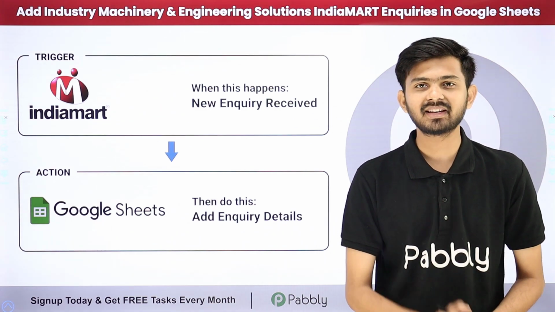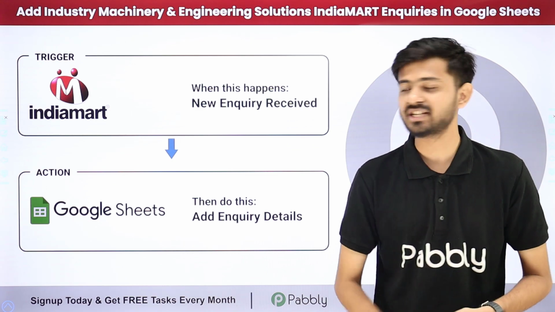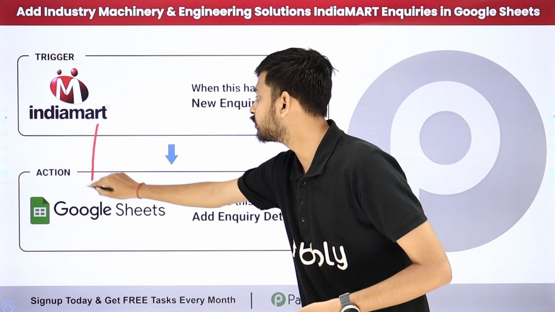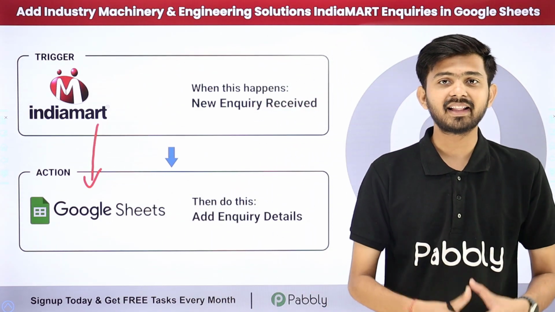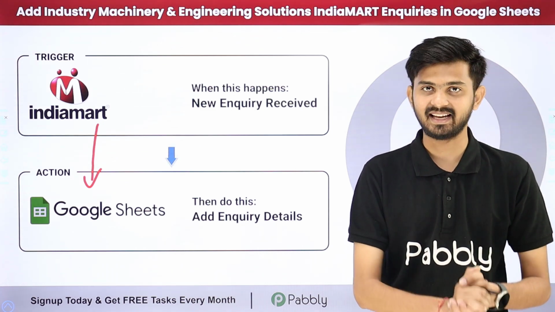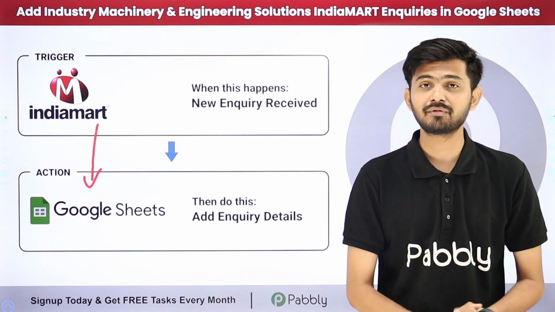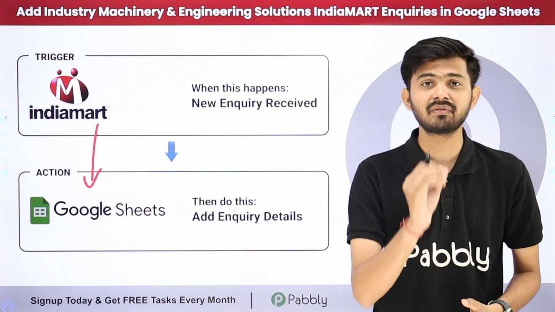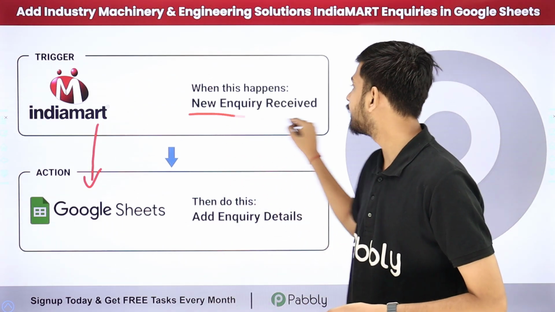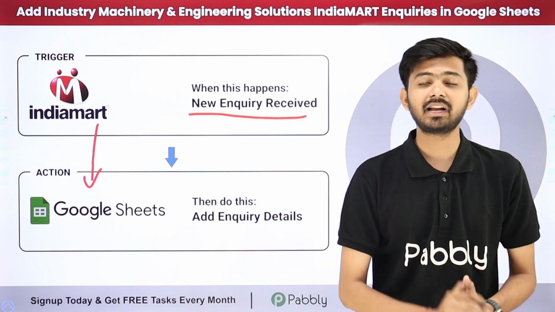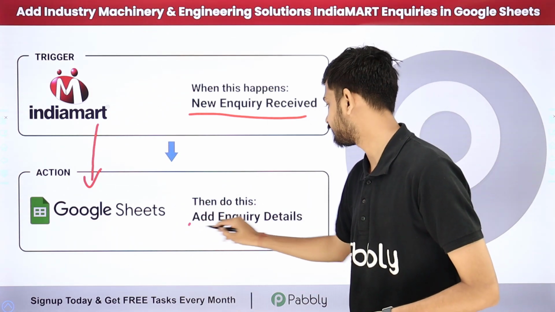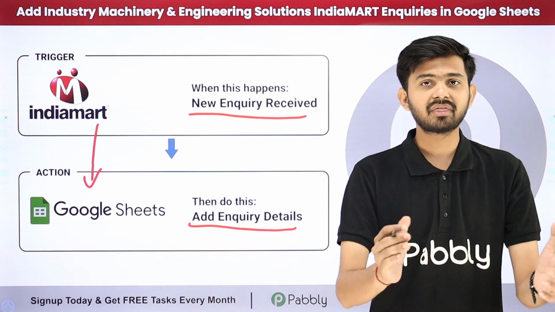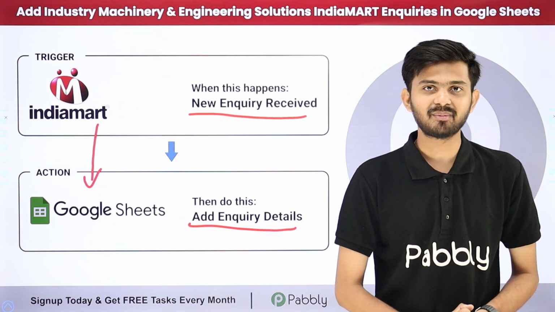So here for my objective, what I need to do is I need to build a connection between IndiaMART and Google Sheets. So for building this connection, I'm going to use Pabbly Connect. So Pabbly Connect is an amazing software for automation and integration. Now with Pabbly Connect, whenever I'm going to receive a new inquiry through IndiaMART, then automatically I'm going to add all the detail of that inquiry in my Google Sheet. So how I'm going to build this connection? For that, let me take you to my computer screen.